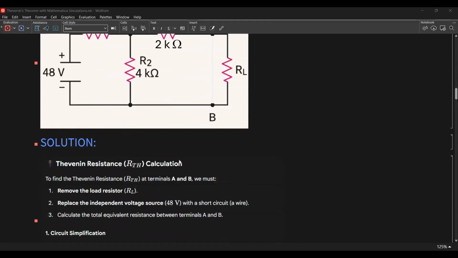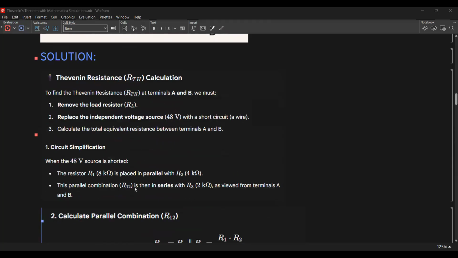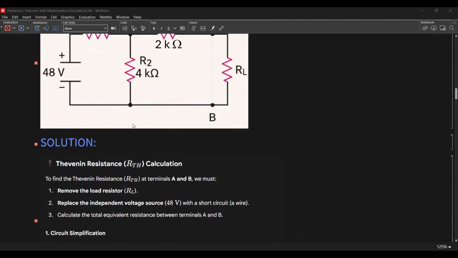So solution, Thevenin resistance calculations. To find the Thevenin resistance at terminals A and B, we must remove the load resistor RL. Replace the independent voltage source, 48 volts, with a short circuit wire. Calculate the total equivalent resistance between the terminals A and B. Okay, so we have the circuit simplification with the 48 volt source shorted. The resistor R1, 8 kilo ohms, is placed in parallel with R2 here. So R1 and R2 are parallel.